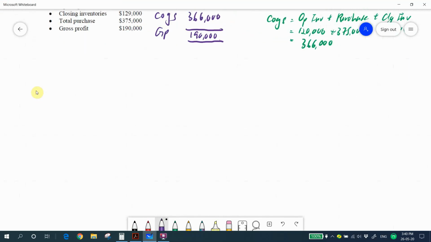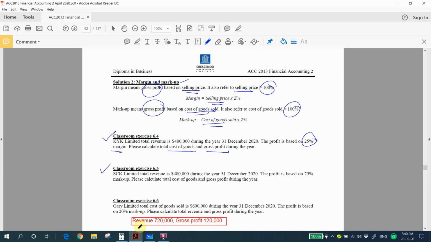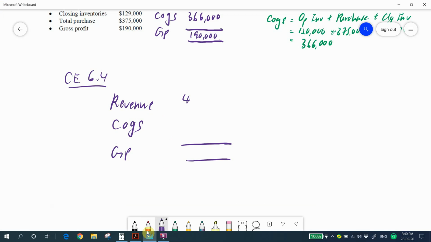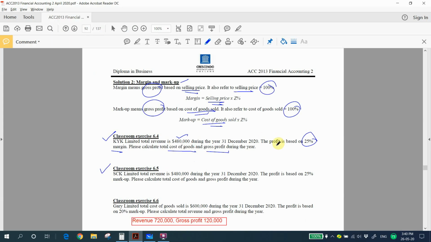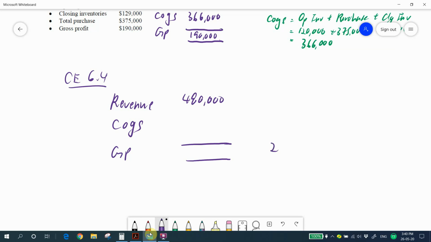So this is classroom exercise 6.4. We know the components of your trading account start from revenue, COGS, and gross profit. So from the scenario, what information do we know? We know the revenue, which is 480,000. And it says that profit is based on 25% of the margin. So profit is 25% on the margin.